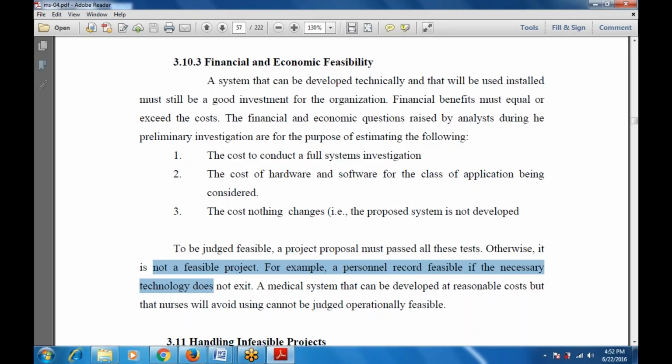For example, when we talk about the personnel project feasibility, if the necessary technology does not exist, a medical system can be developed at a reasonable cost, but if nurses will avoid using it, it cannot be judged operationally feasible. So that is not operationally feasible. So there must be a requirement used for the system development, used for the feasibility study, that can be judged operationally feasible or not.